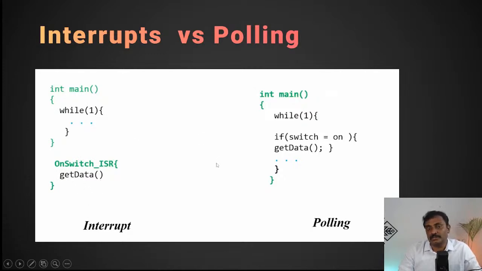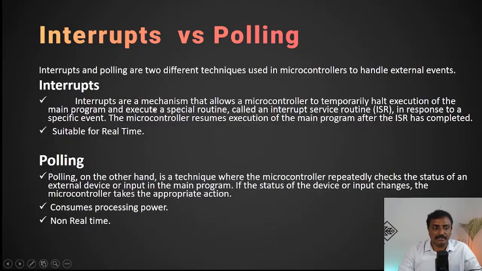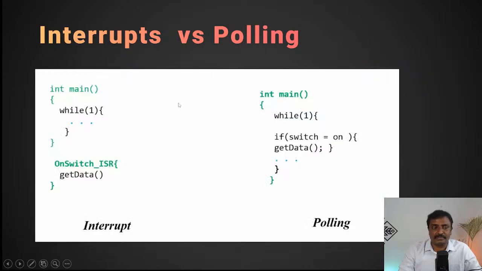Whereas in polling, you have to poll every time to check whether the event occurs. If the event occurs, then it processes the data. So it takes more processing power, and it's not suitable for real time. Whereas interrupts are suitable for real time. You can have priority kind of thing.